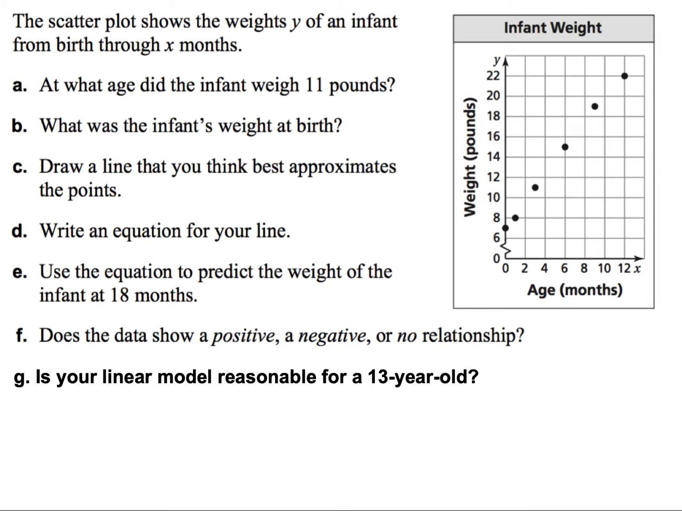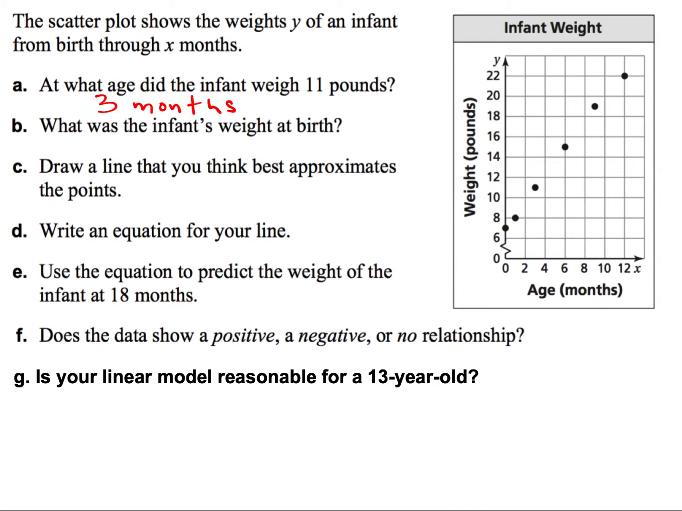Next example. The scatter plot shows the weight y of an infant from birth through x months. At what age did the infant weigh 11 pounds? Okay, let's just look at this. 11 pounds. Looks like 3 months. It's right there on the graph. It's one of the points.